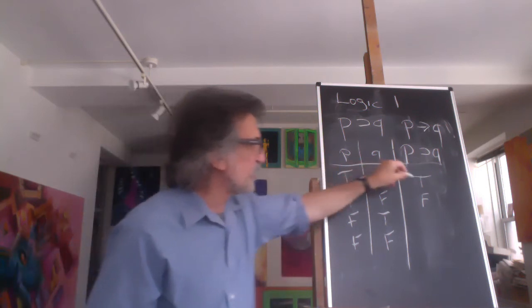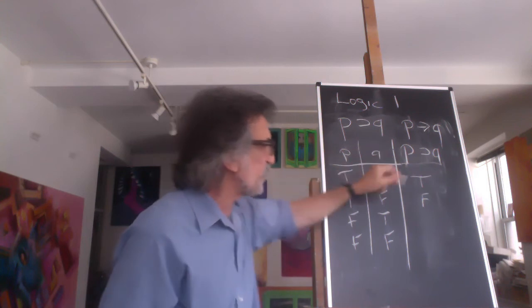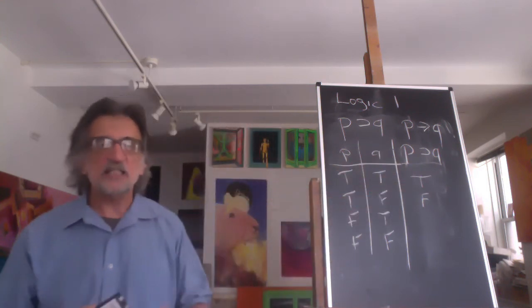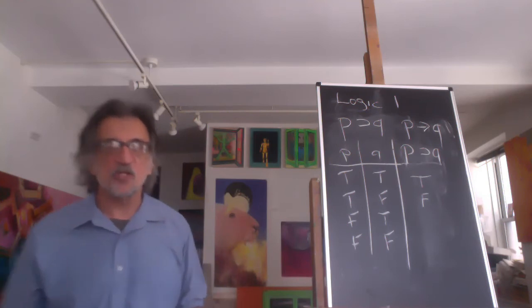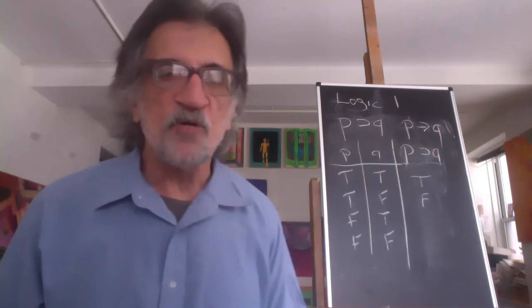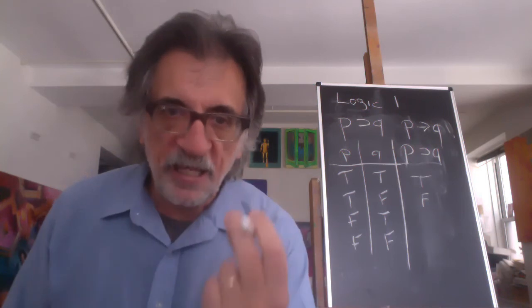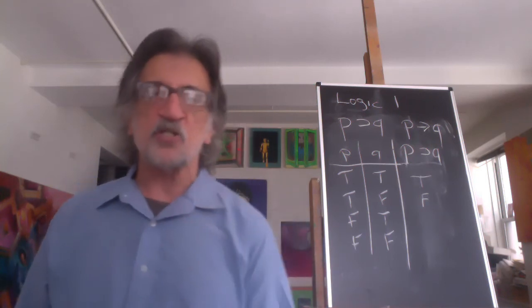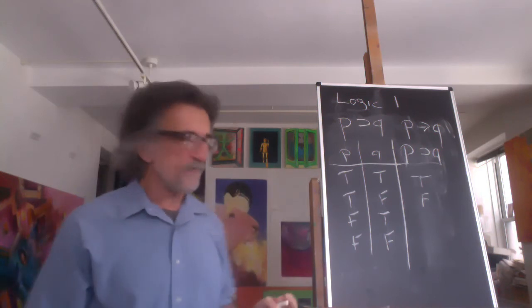If it's true, then true, it's true. If it's true, then false, it's false. And if P is false, if the antecedent is false, it's as if the thing had never been asserted. We forget about it. Nothing more needs to be said. But again, we cannot define connectives that way in logic. Logic doesn't work that way.